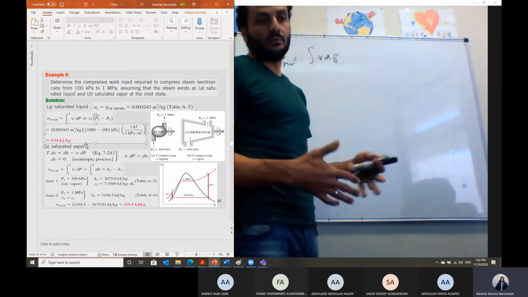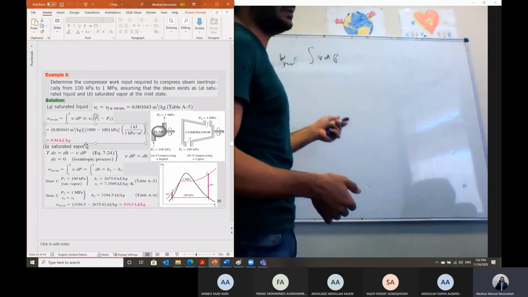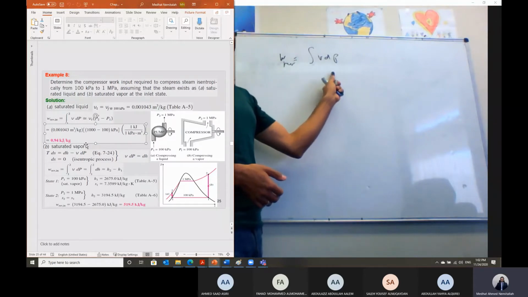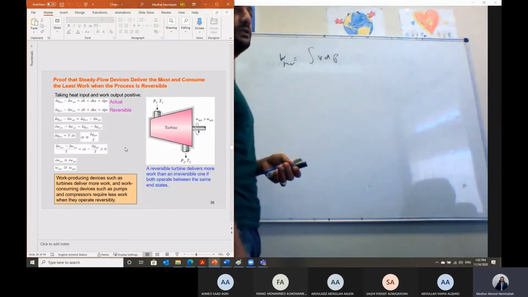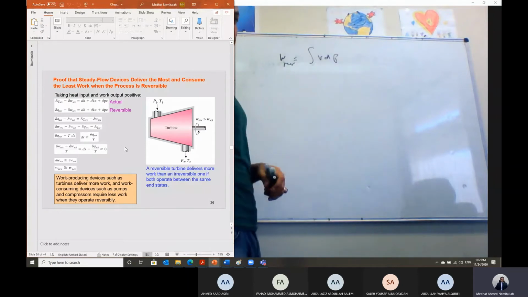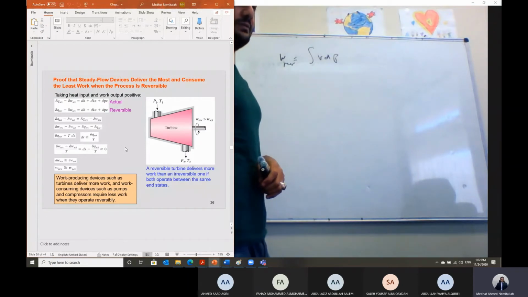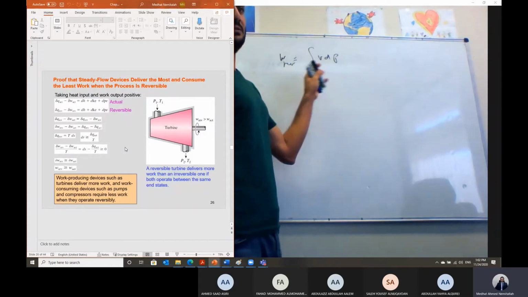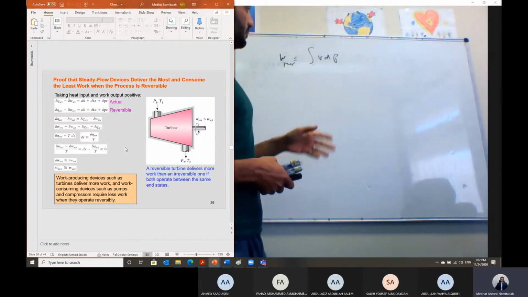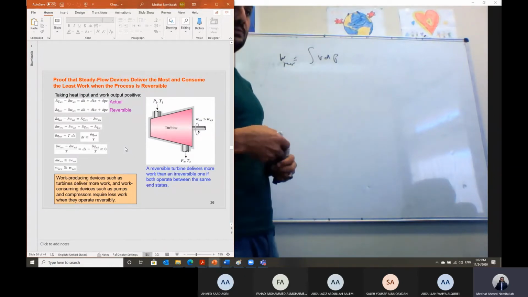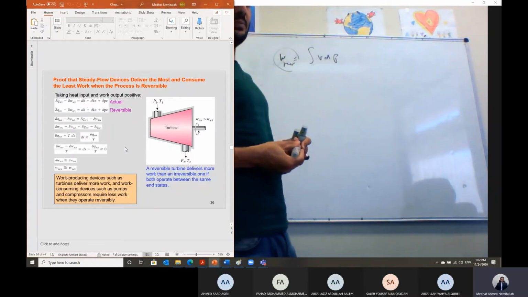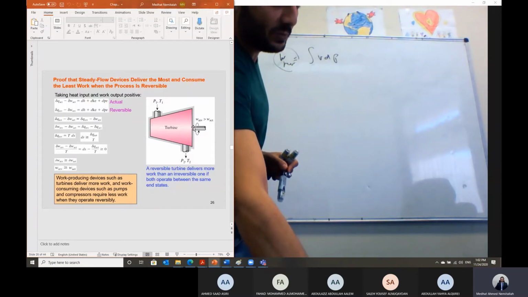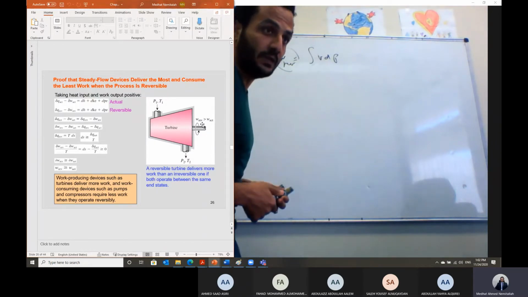Whenever we have an open system, we can generalize that the work will equal the integration of VdP. In the case of a closed system, the work is equal to the integration of PdV, not VdP, as we have learned in chapter 4. But if we have a reversible system, that means we don't have any kind of losses. So if this system is a turbine, that means this turbine is producing the maximum work because we don't have any losses.